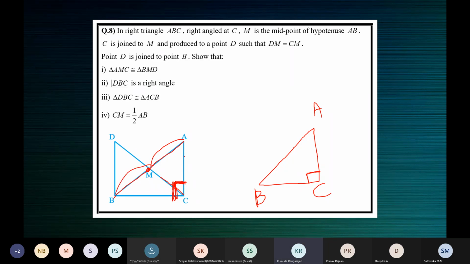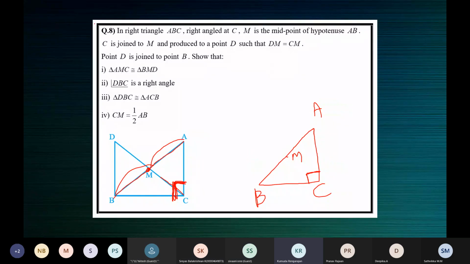All right. So we have a right triangle ABC, right angle at C. M is the midpoint of AB. So see here, let's draw the figure. This is M. This is the right triangle ABC, right angle at C. M is the midpoint of the hypotenuse AB. Am I audible, children? Yes, ma'am. Okay, now C is joined to M.